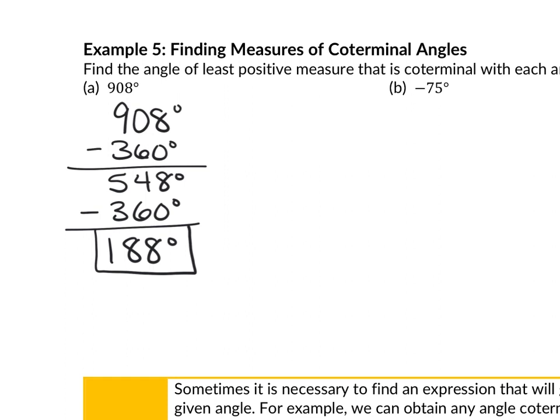Yes? Can we just go from 908 and subtract it from 720? If you knew it was doubled, yes. So if you have a handle on your multiples of 360, yeah, you can subtract 720, which is 2 full rotations.